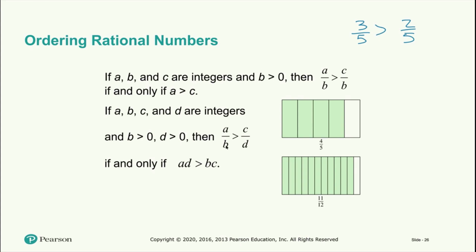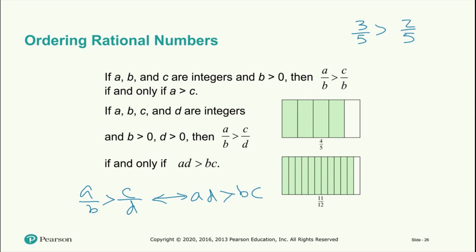Now if we're dealing with two different denominators, as long as they're positive, we can use the cross multiplication trick, saying this: A over B is greater than C over D if and only if the cross product AD is greater than the cross product BC.